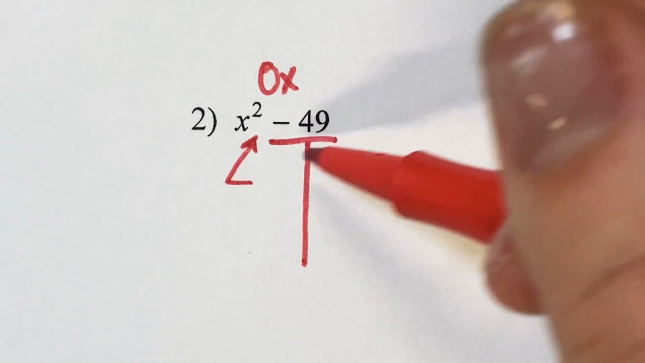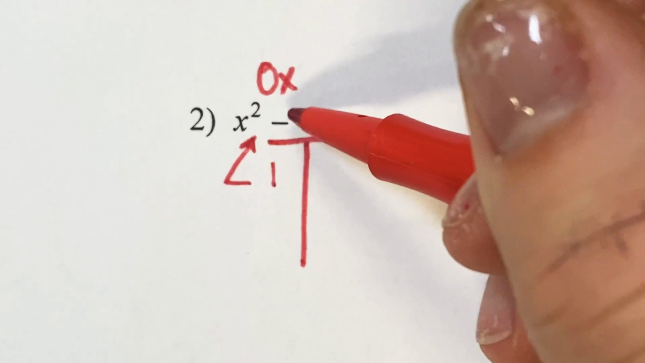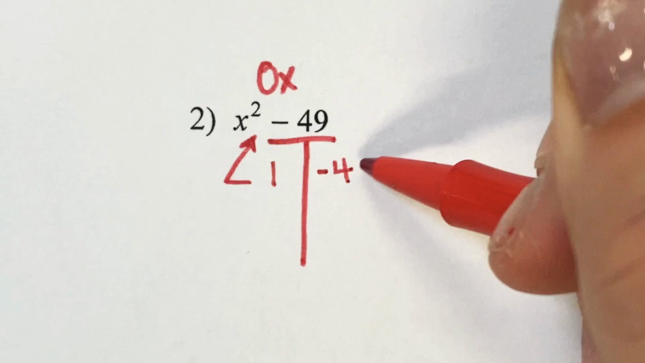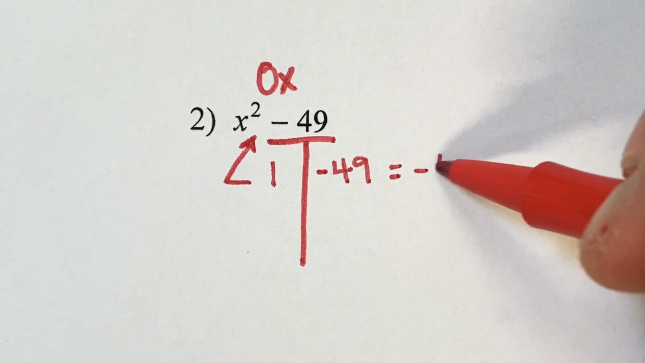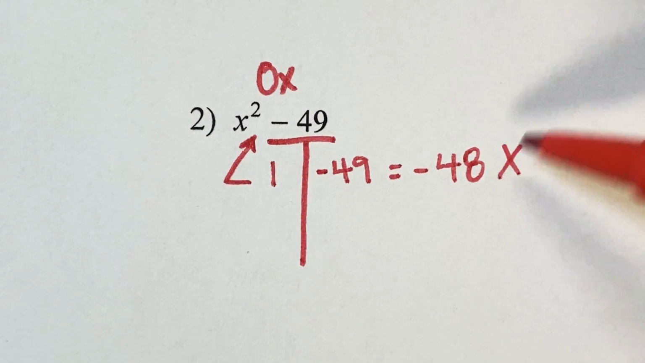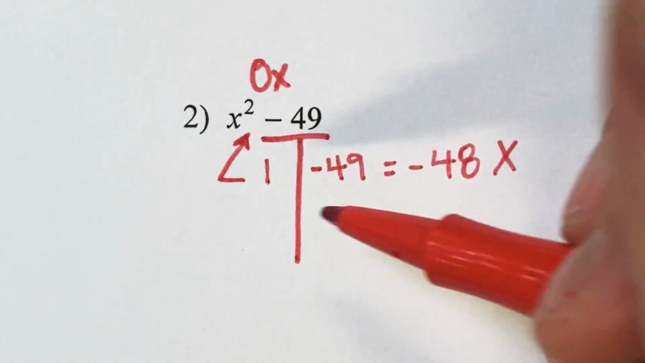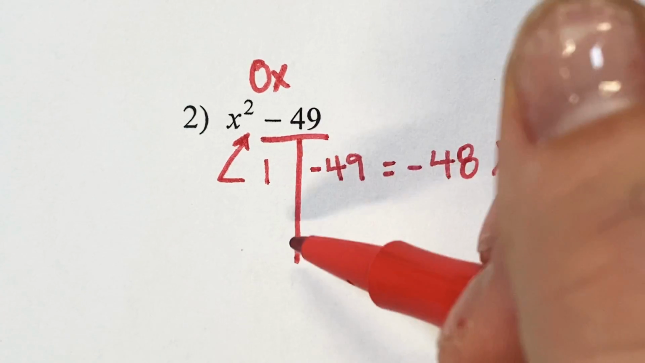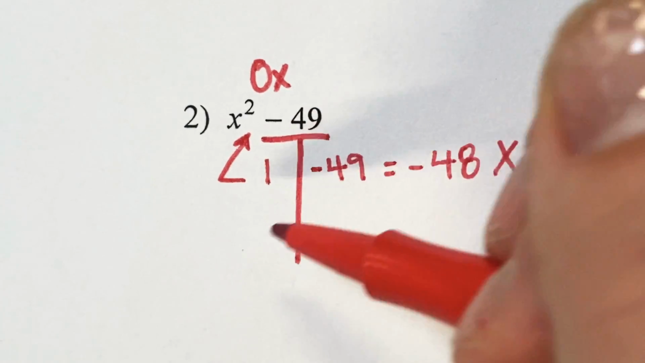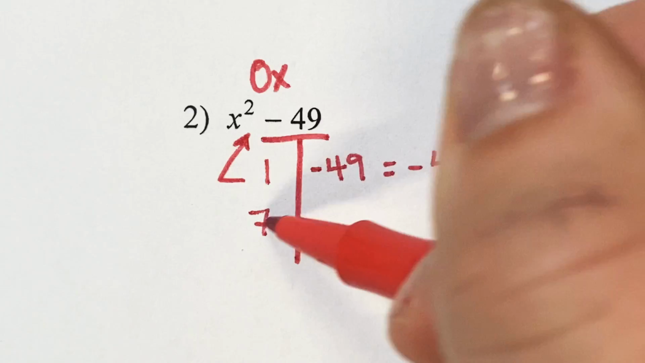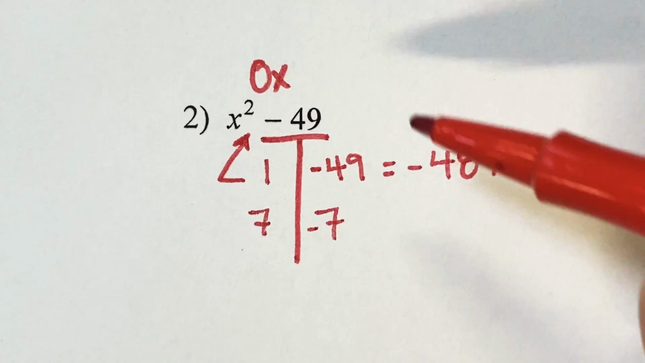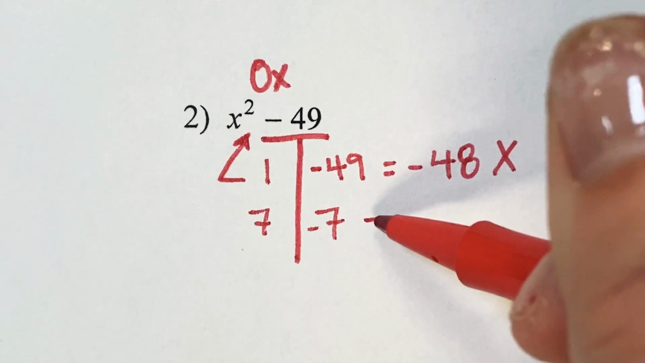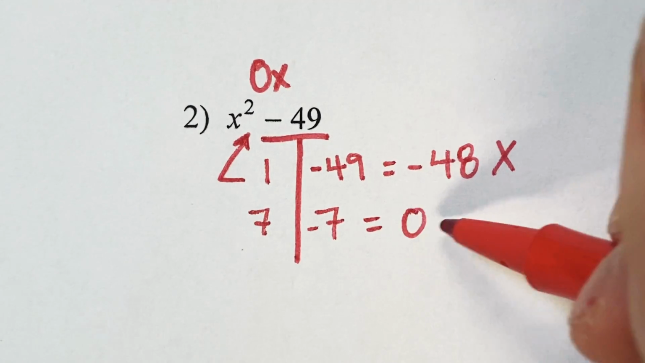So we know that one of them has to be negative and one has to be positive to give me a negative. So 1 times negative 49, well, that's going to give me negative 48. So we know that one is not it. Well, 2 doesn't go into 49, 3 doesn't, 4 doesn't, 5 doesn't, 6 doesn't, 7 does. But it has to be one positive and one negative. Well, what is 7 minus 7? It's going to give me 0.